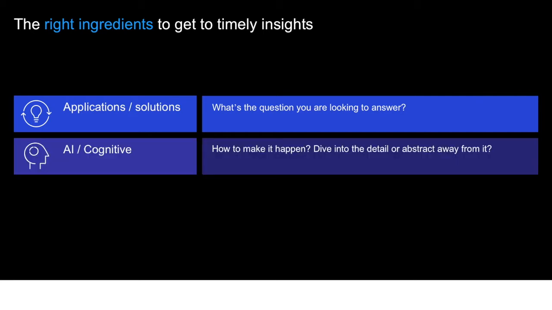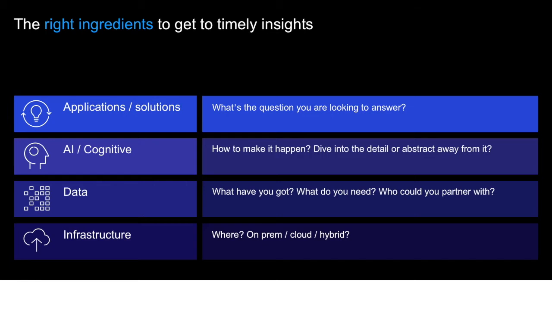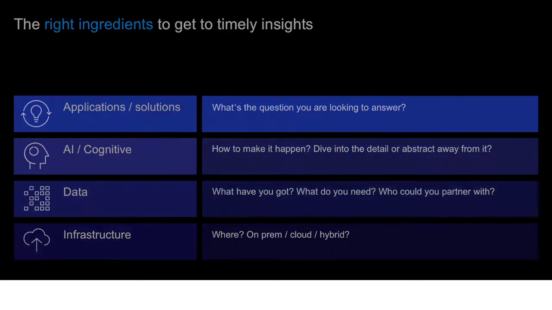Next is the AI element. How are you going to get that answer? Do you have skills to dive into the data science, or are you looking to abstract away from that? Next, we have data, which is absolutely essential to getting answers. Consider what data you have within your organisation. Remember, you are the expert in your field. What other data might you need to add to it? Is there someone else that has data that you might be able to partner with? And finally, infrastructure. Where will you run your AI solution? Will it be on-premise or in the cloud, or a combination of the two? Let's look at each of these ingredients in turn.